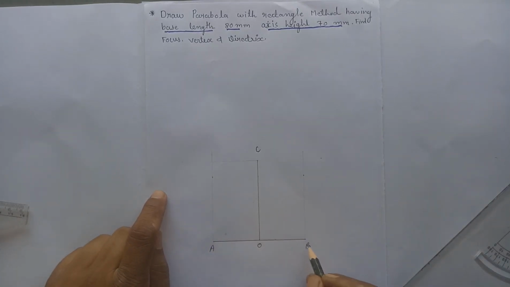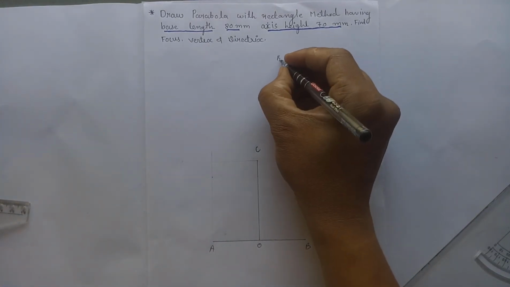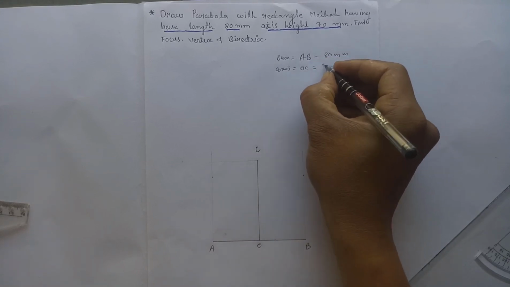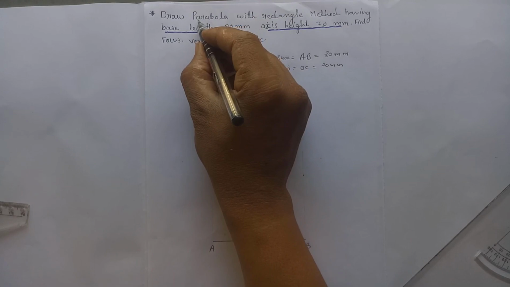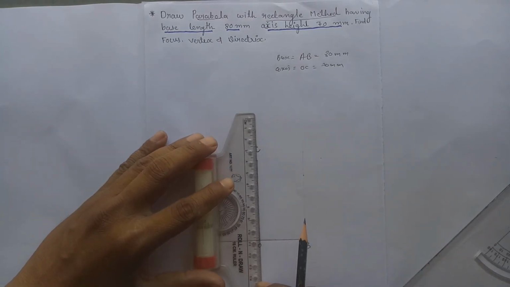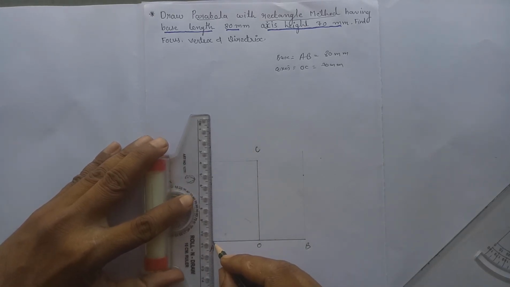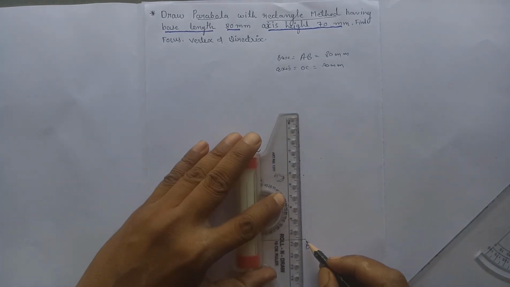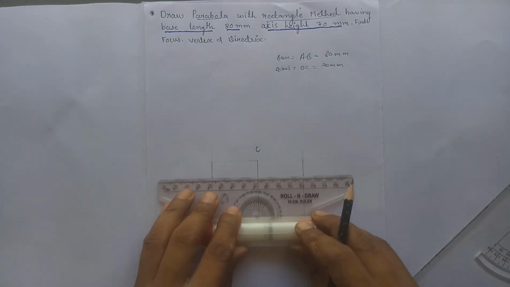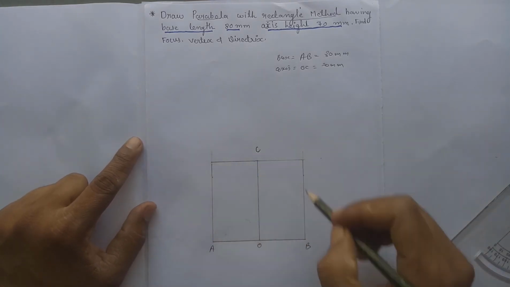So after drawing the base AB 80 mm, axis height OC 70 mm, now here we have to draw the parabola using rectangle method. So we have to draw a rectangle passing through A, B and C. To draw the rectangle, we have to draw a line parallel to OC from A and B, and from C we have to draw a line parallel to AB.